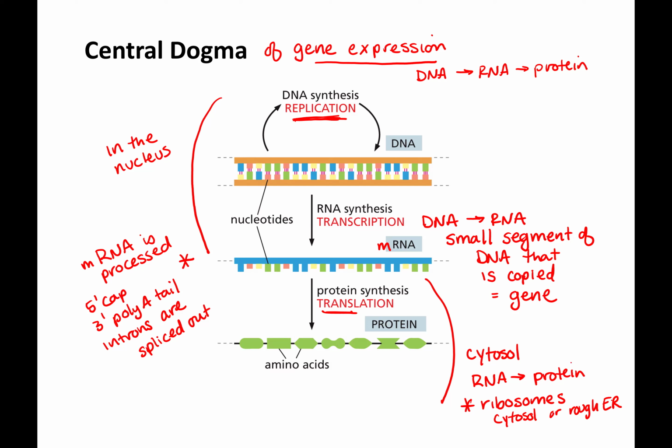So for the central dogma, make sure you know the names of the processes or the steps. DNA to RNA is transcription. RNA to protein is translation. And this is important because we'll talk a lot about proteins, and proteins are the doers of the cell. So we need to understand how to make these proteins.